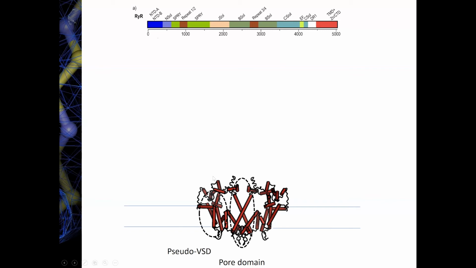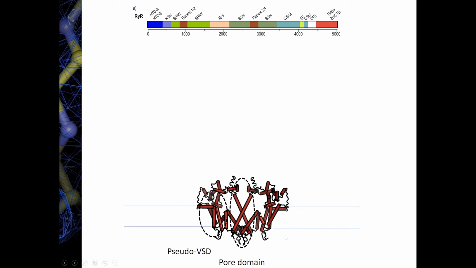Adjacent to these pore-forming domains are these four helical bundles that resemble voltage sensing domains found in voltage-gated ion channels. And so essentially, ryanodine receptors are clearly related to voltage-gated ion channels that don't have proper voltage sensing, but evolutionarily, it's clear that they're related.